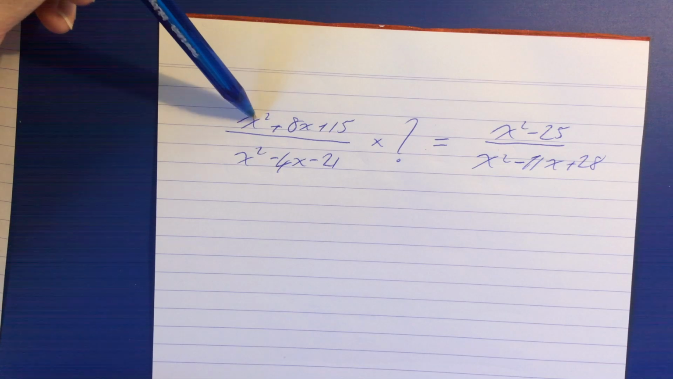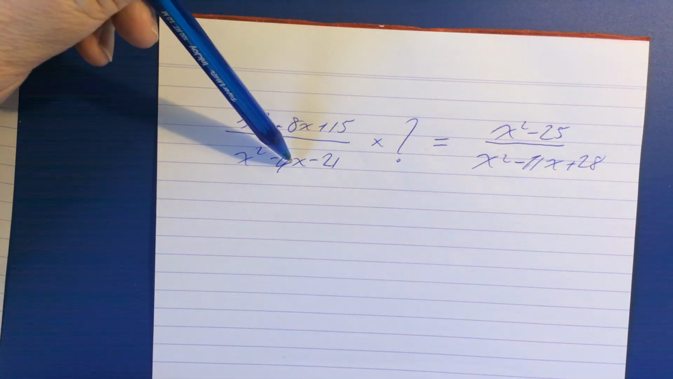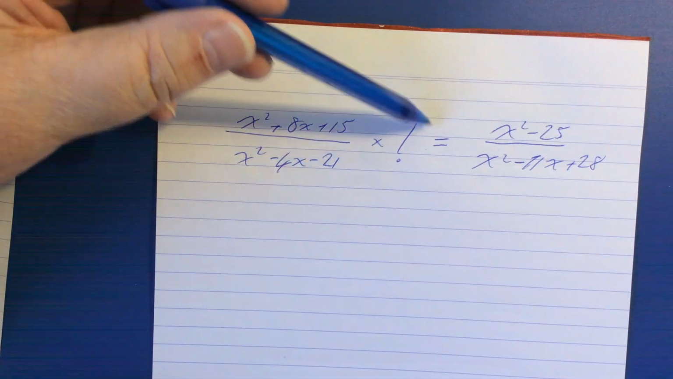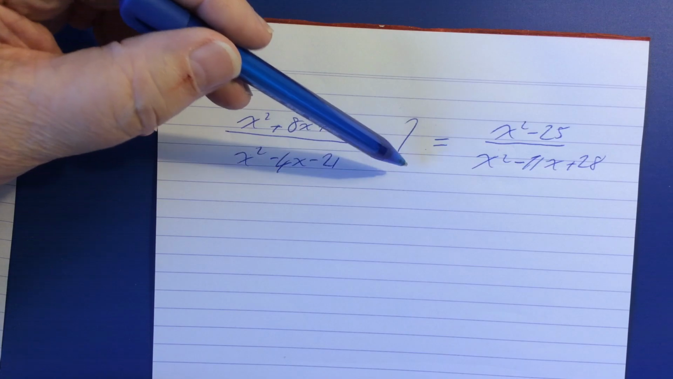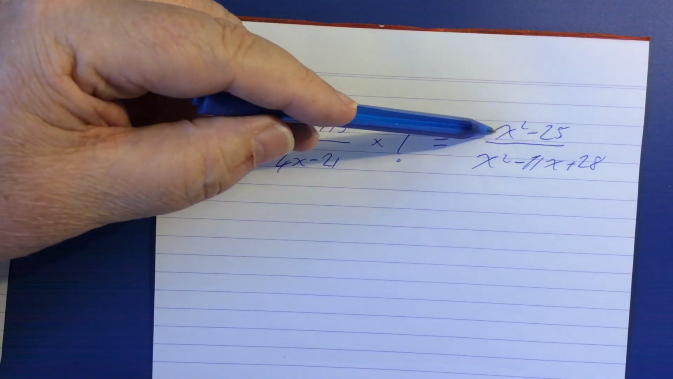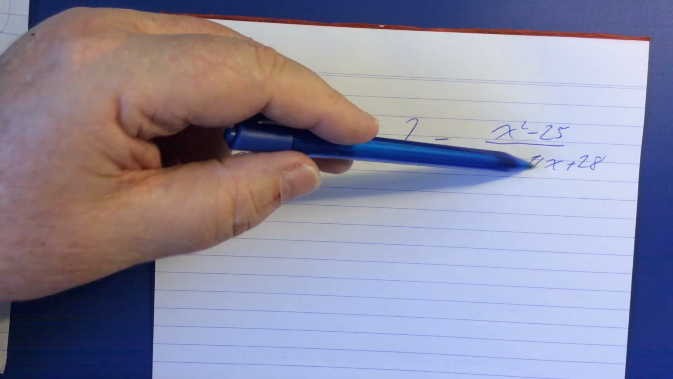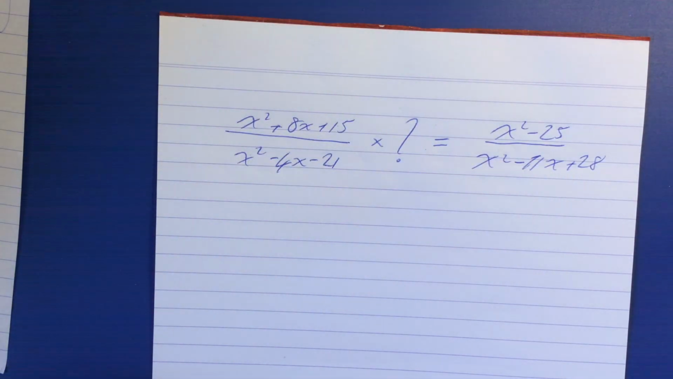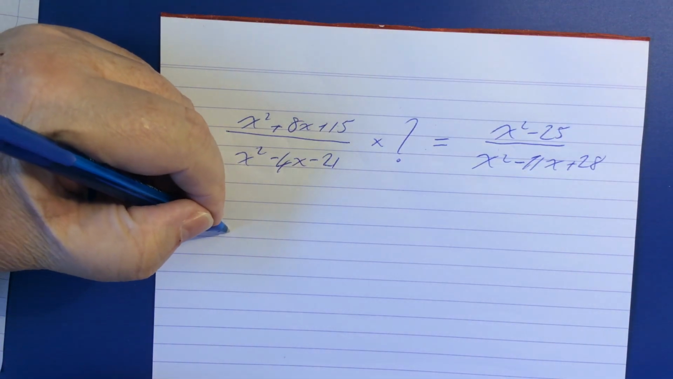Well, we have x squared plus 8x plus 15 over x squared minus 4x minus 21 times something, we do not know what that is and we're going to find out, is equal to x squared minus 25 over x squared minus 11x plus 28. So how do I go about solving this? Well, I factorize everything for a start. So let's get to work on that.